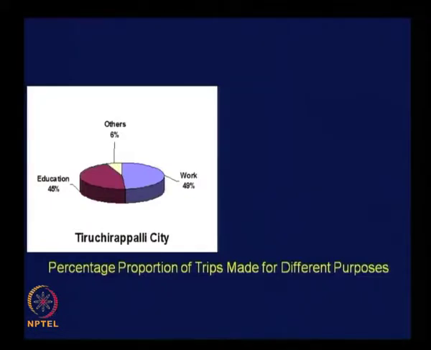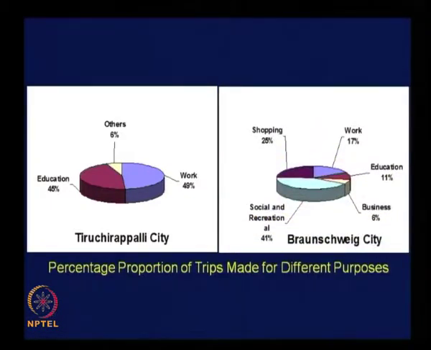So in such a case this could be the scenario. Let us compare this with the information pertaining to another city about which you also know, the Braunschweig city in Germany. Okay. This is the scenario in the city of Braunschweig. You can see the percentage of trips made for social and recreational purpose, 41%, business 6%, education 11%, work 17%, shopping 25%.